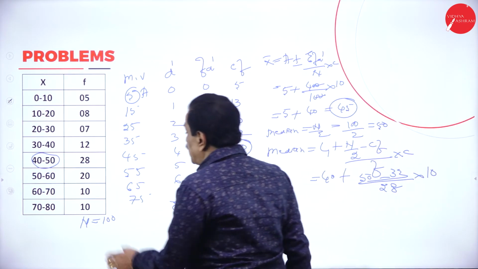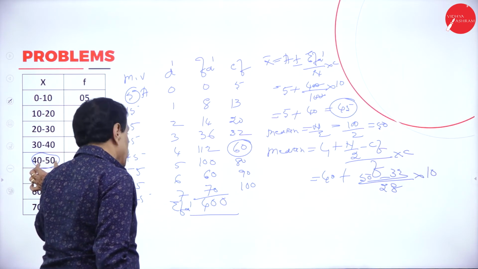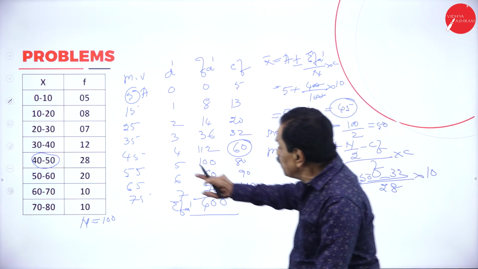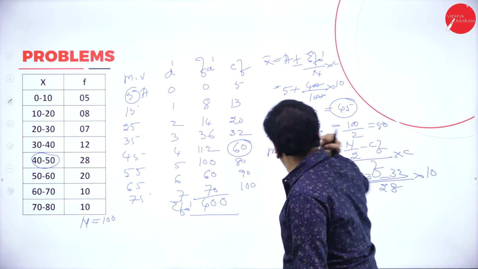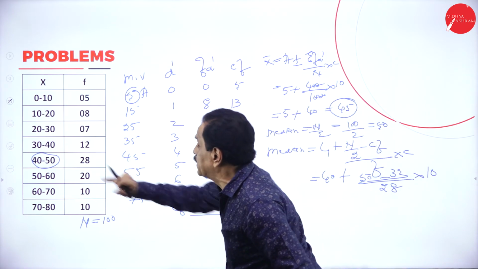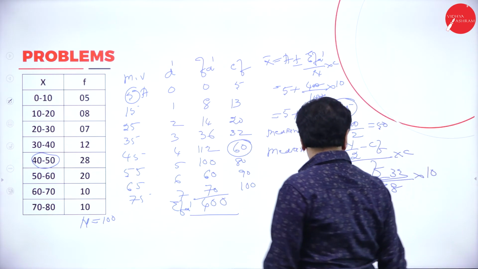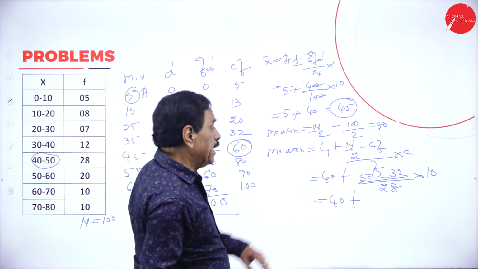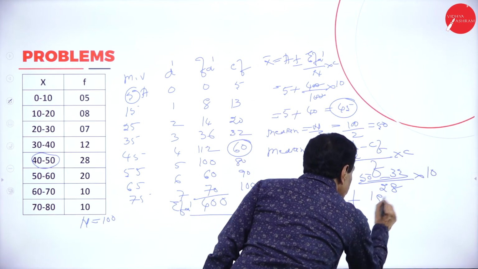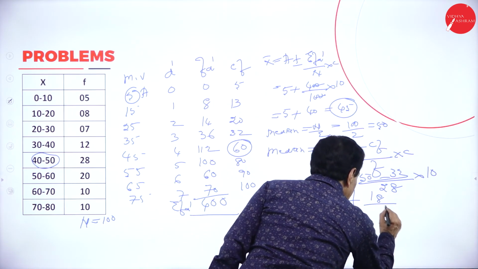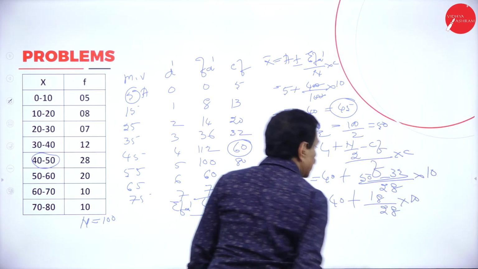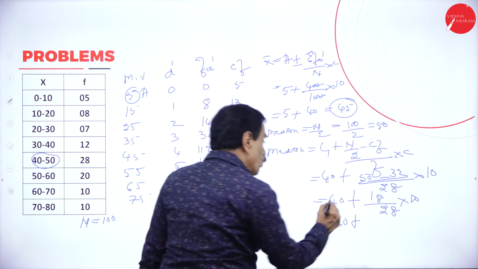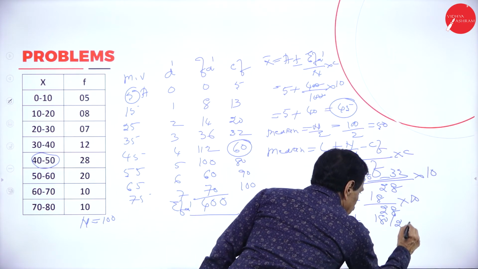I will repeat. The range you have selected is 40 to 50. 40 is your L1. N by 2 is 50. The number behind this is 32. Divided by the corresponding frequency, 28. And class interval is 10. Simplify this. 40 plus 50 minus 32 is 18, divided by 28 into 10. This is 40 plus 18 into 10 is 180 divided by 28.